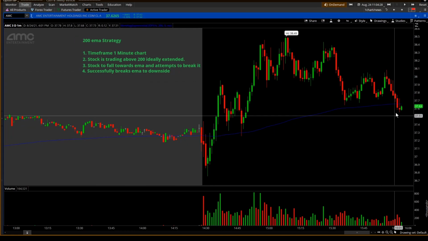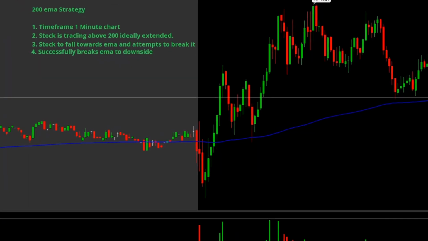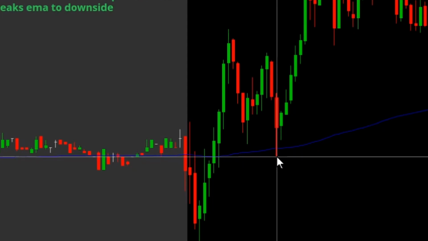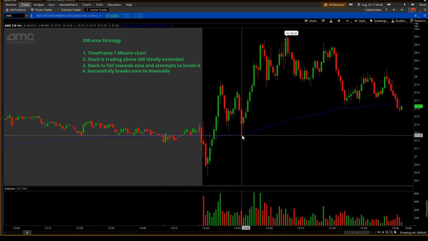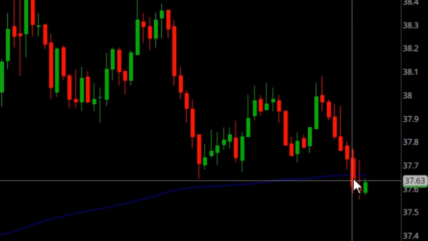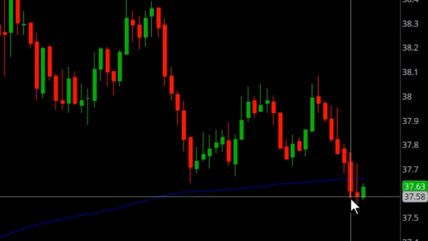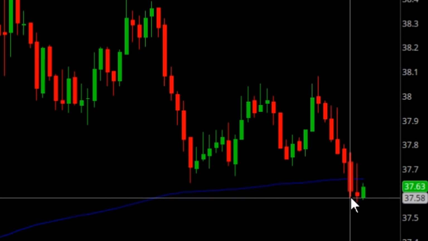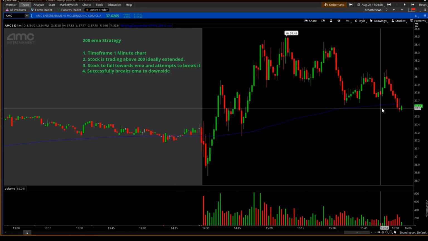Right, so number 4, we want it to successfully break the EMA to the downside. What do I mean by breaks successfully? Now this bar also broke it, right? At one point we were trading really red on this and it was broken, but it ended up closing above. This is not a successful break. The successful break would be a close below the 200 EMA. What I really look for is 2 bars closing under. So this one closed under, the second one closed under the 200 EMA. Okay, we are set. Our fourth step is ticked. Yes, we have a setup.